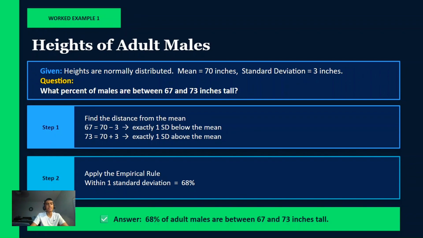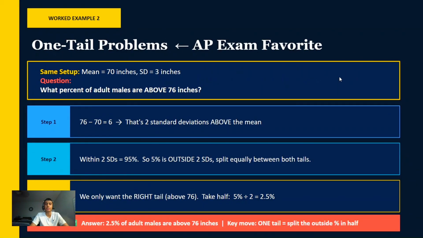Now, on the AP exam, they might give you the same setup, but ask for values 2 standard deviations away. That's 95%. Or 3 standard deviations away. That's 99.7%. Always check how many standard deviations you're working with first before solving. Let's move on to a trickier question.